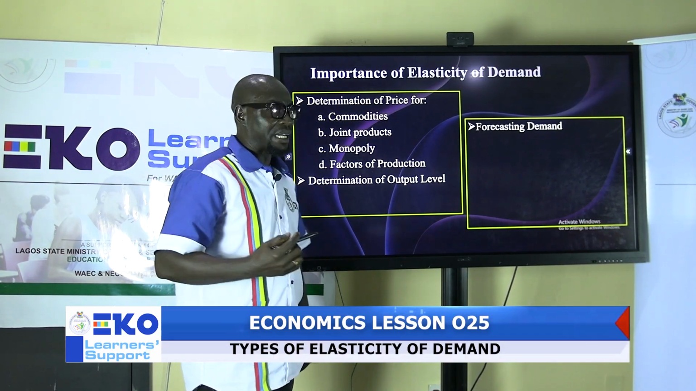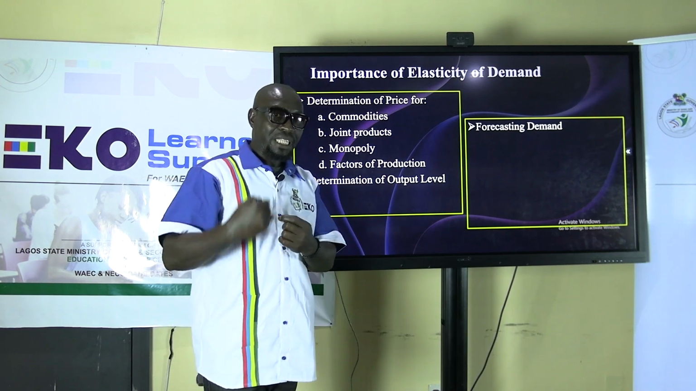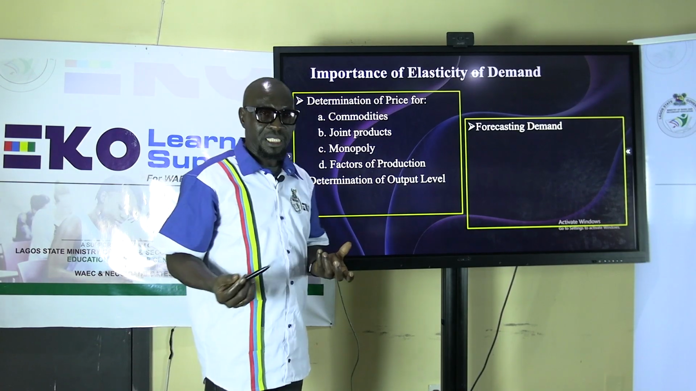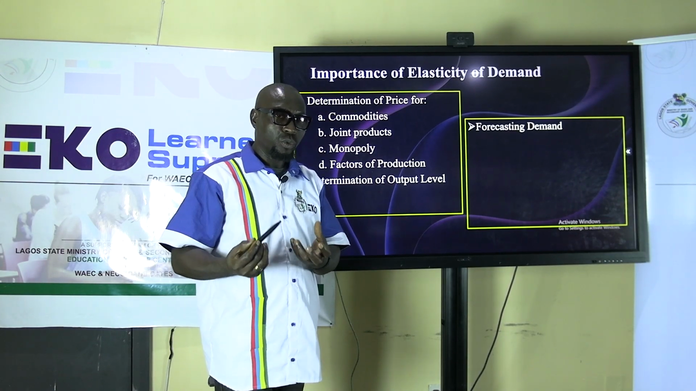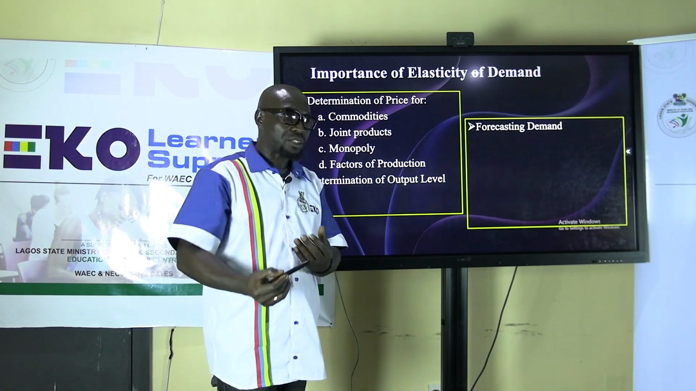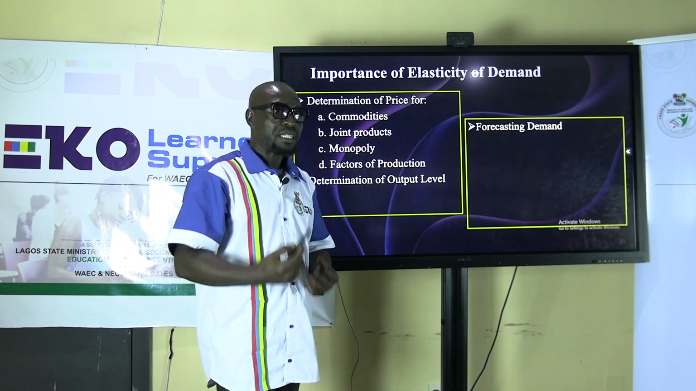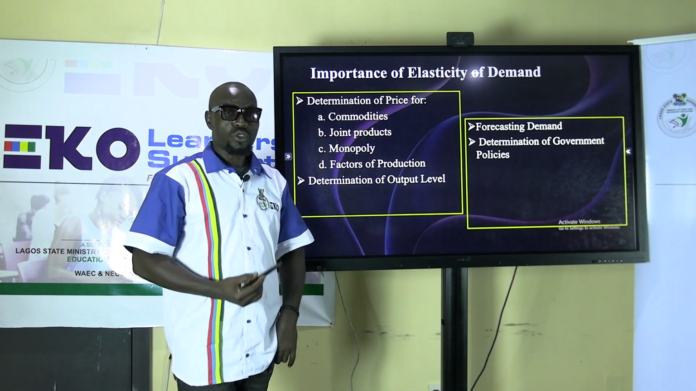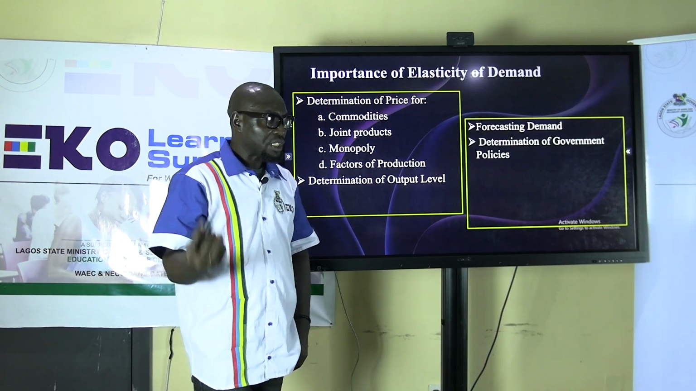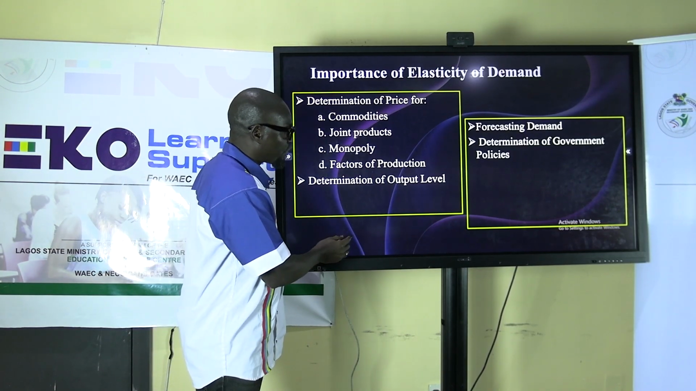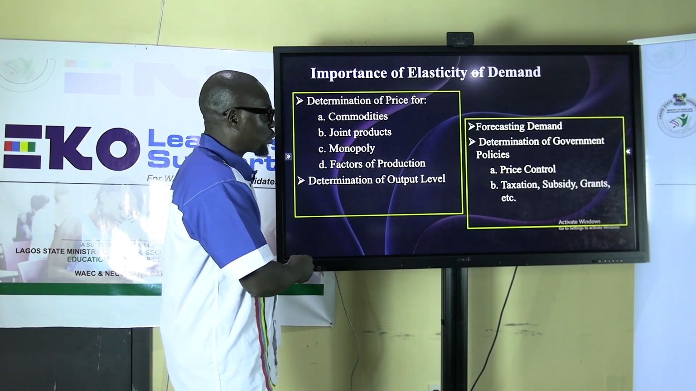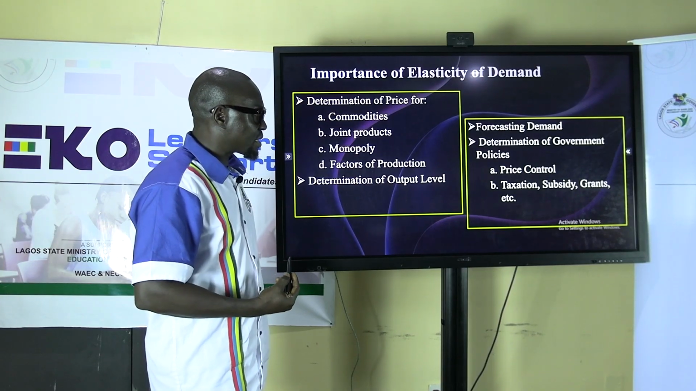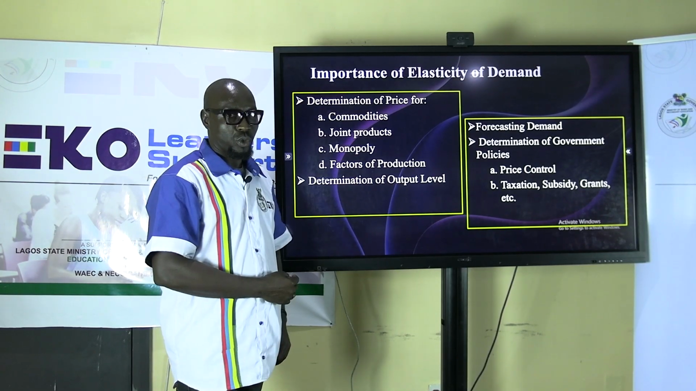Then, forecasting demand. Forecasting demand is tied to determination of output level. For example, for you to be able to determine what you would make available into the market, you need to also forecast and look at what is likely to be the demand. So elasticity of demand is important. It is also important in determination of government policies: taxation for certain commodities, provision of subsidies, price controls, which kind of commodities price controls can be placed on, what level of taxation, grants and subsidies, and so on.